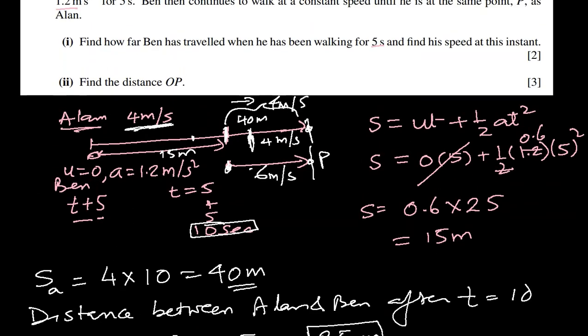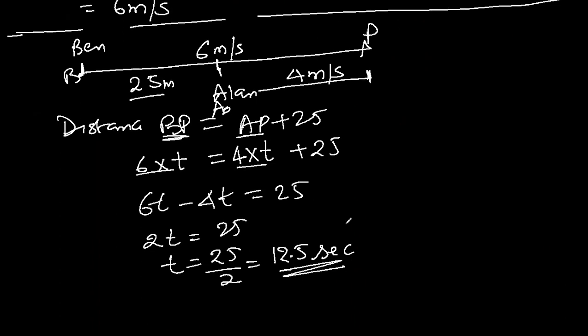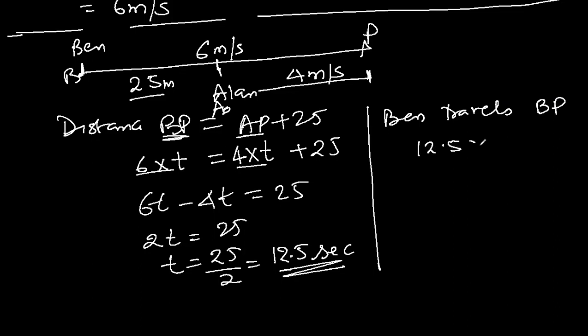Now, what was the question? Find the distance OP from O to P. We already know this is 15 meters up to here. How far is this distance traveled by Ben in 12.5 seconds? That's what we got. So Ben travels distance BP, right? So time is 12.5 seconds and his speed is 6. It will be how much? 12.5 times 6, 75 meters. He travels 75 meters after that time.